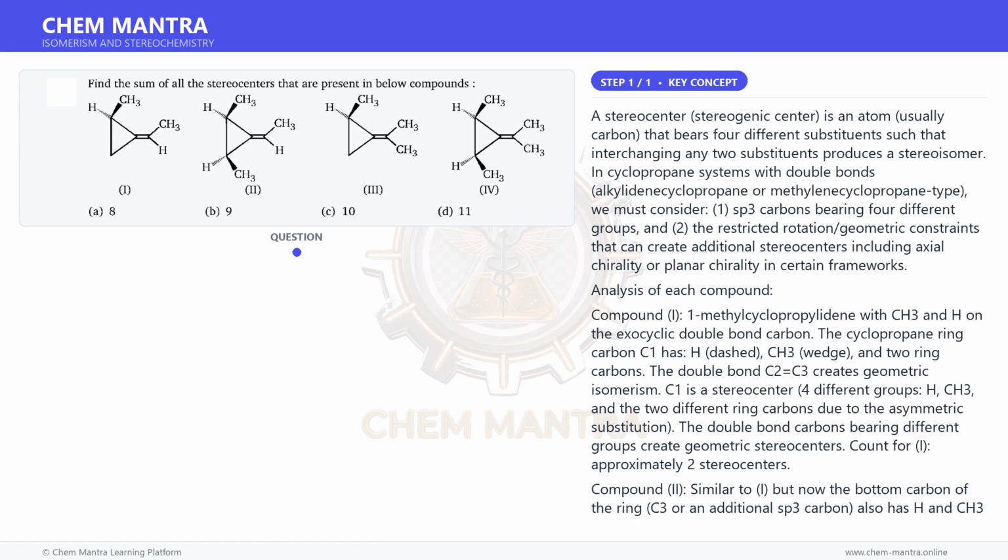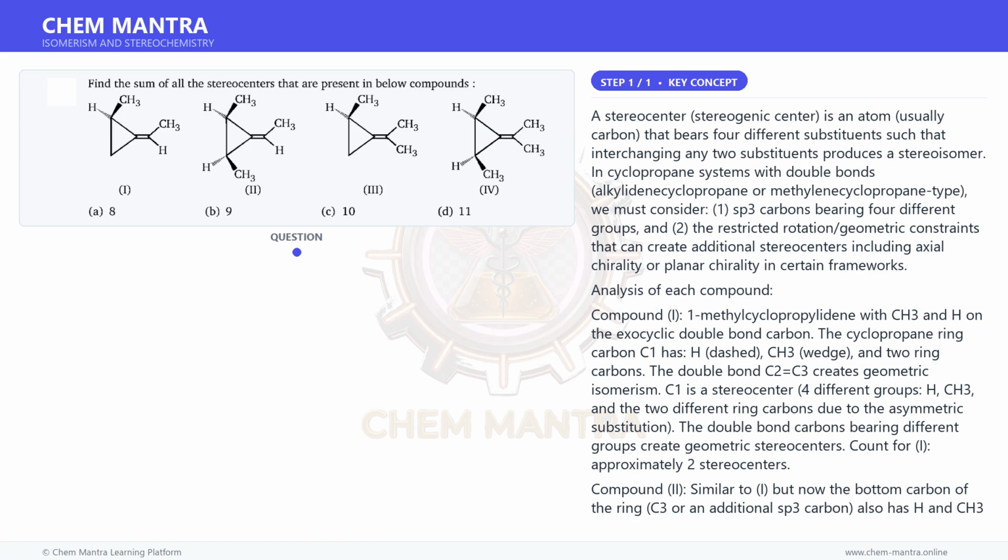Compound 3, the exocyclic double bond has CH3 on both vinylic positions, gem-dimethyl on the double bond carbon. C1 still has H and CH3. The double bond carbon with 2 CH3 groups is not a stereocenter, 2 identical groups. Count for 3 approximately 2 stereocenters.